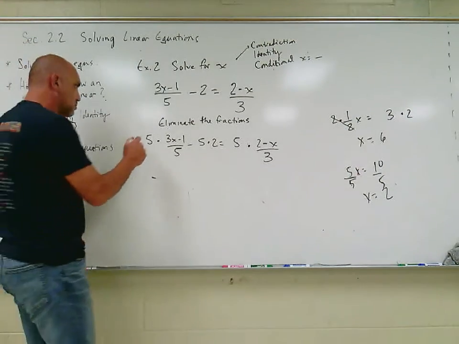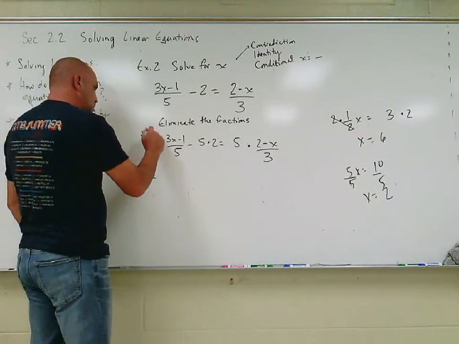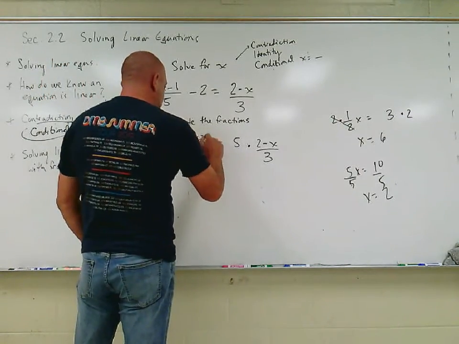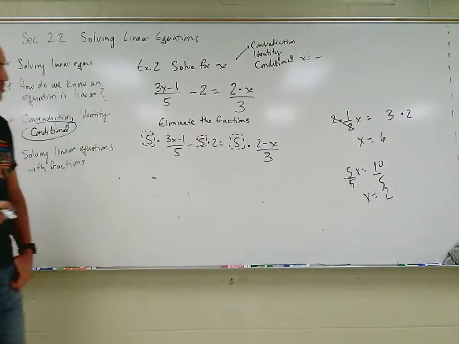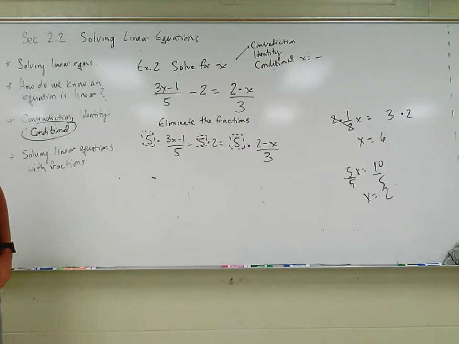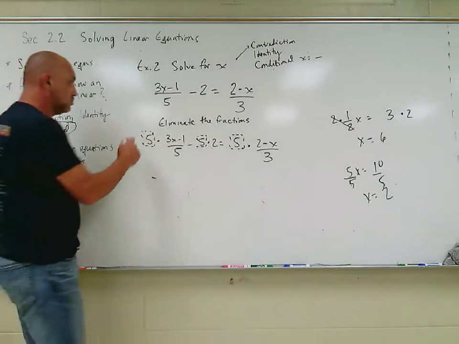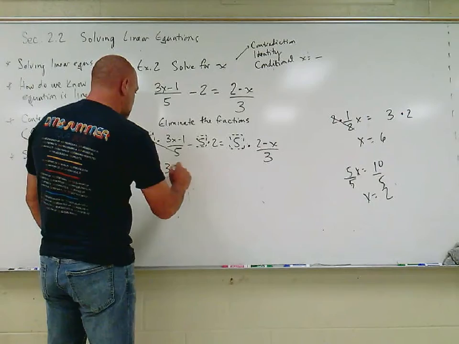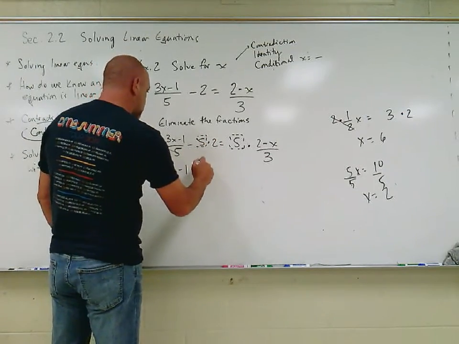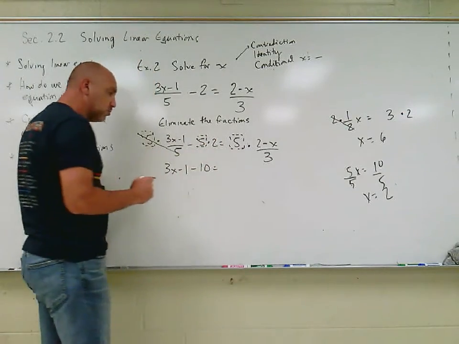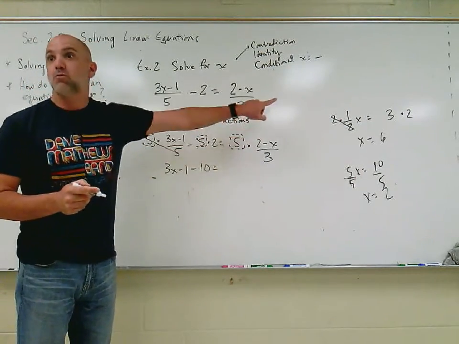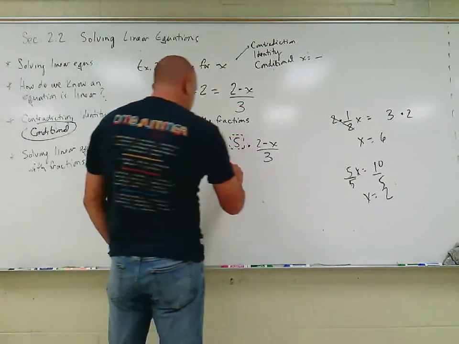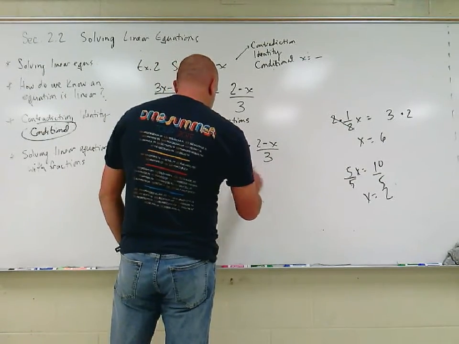So I'm just going to put a box everywhere I multiplied by 5. There's 3 parts to this, and I multiplied all 3 parts by 5. Okay? So the 5's cancel here, and I'm left with 3x minus 1, minus 5 times 2 is minus 10, equals, now on this one, I have to multiply the 5 to the whole top, and I get 10 minus 5x over 3.